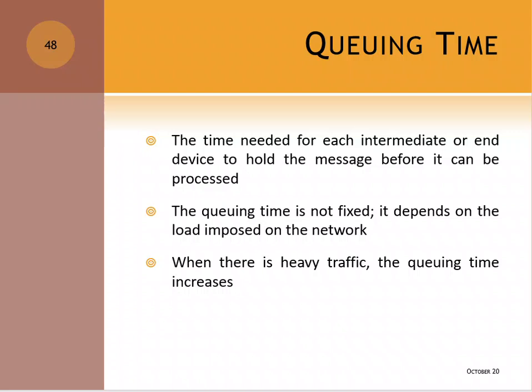So dia perlu beratur. Macam analoginya bila you nak bayar barang di counter dekat supermarket, you have to queue. Kalau orang ramai, you have to queue longer. So samalah dengan network. Kalau network tu sibuk, network congestion, the data has to queue at the router at the intermediate node. So the queuing time is not fixed. It depends on the load imposed on the network. So queuing time tu dia tidak fixed nilai dia. So when there is heavy traffic, the queuing time increases.